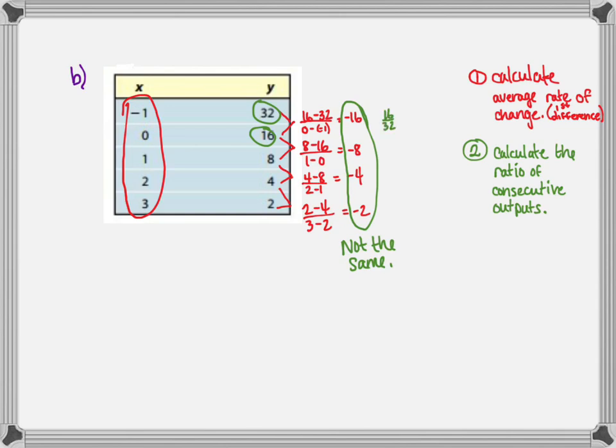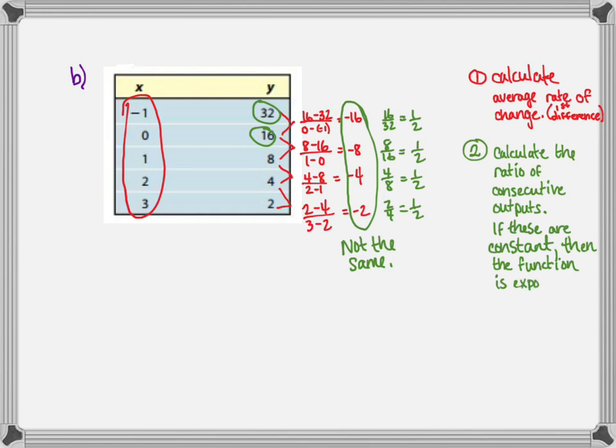So our ratio of our consecutive outputs would be 16 over 32, which is 1/2. And then 8 over 16 is 1/2. 4 over 8, which is 1/2. And 2 over 4, which is also 1/2. So here we have a common ratio. If these ratios are constant, then the function is exponential.